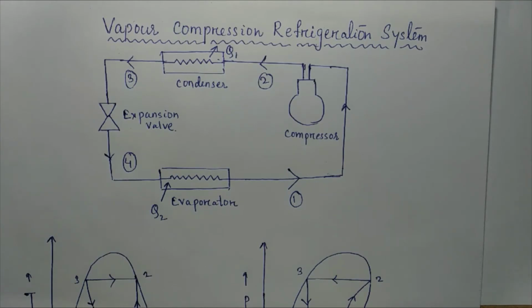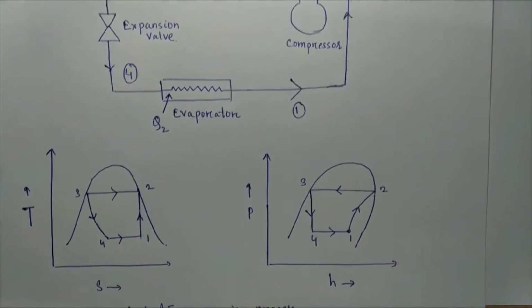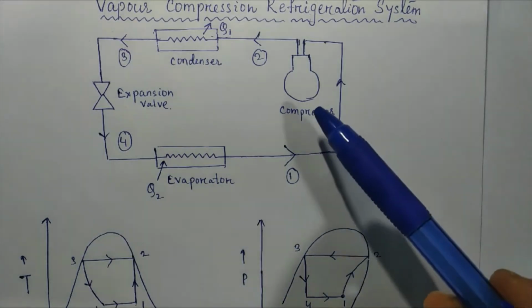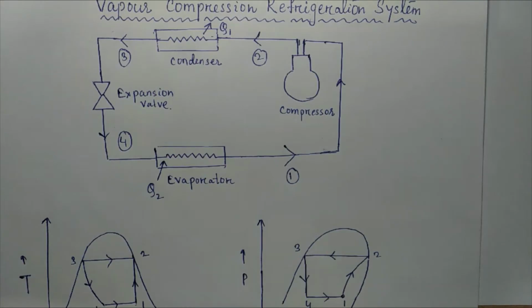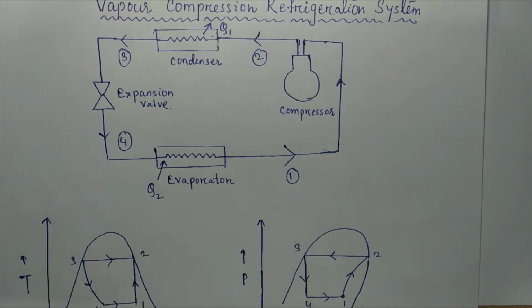For this VCRS, we draw the coordinate diagrams, that is the TS and PH diagrams. The basic processes which take place in this VCRS are the reversible adiabatic compression process, that is for the compressor, the constant pressure heat rejection process for the condenser, the isenthalpic expansion process, that is for the expansion valve, and the constant pressure heat absorption process, that is for the evaporator.